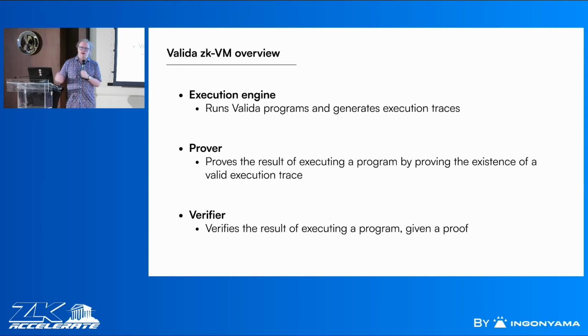So this is the high-level design. This is the same for any ZK VM: we first run the original program with our compiler, generating an execution trace. The prover takes this execution trace and turns it into a cryptographic proof, which can later be consumed by the verifier.